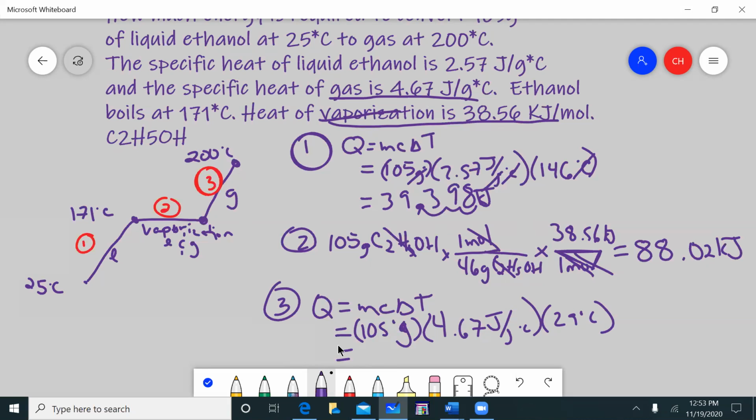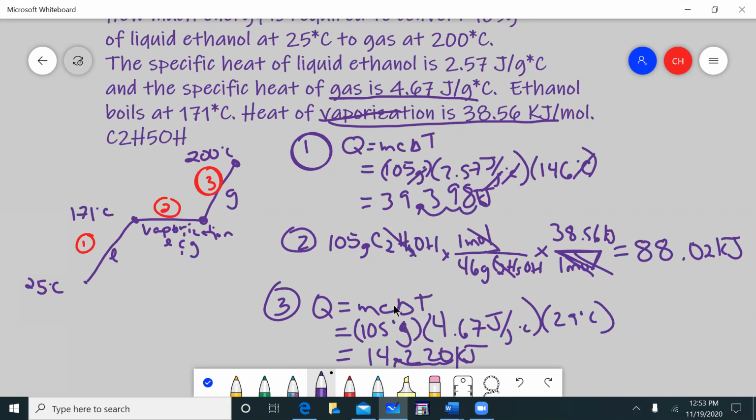So for this last one, I think I put the wrong number in there. I get 14,220 joules. Again, let's convert it to kilojoules, so 14.220.